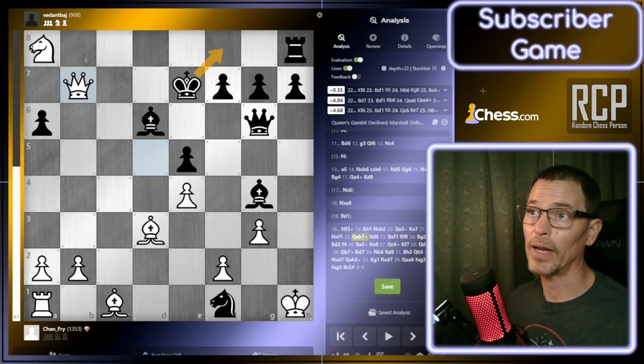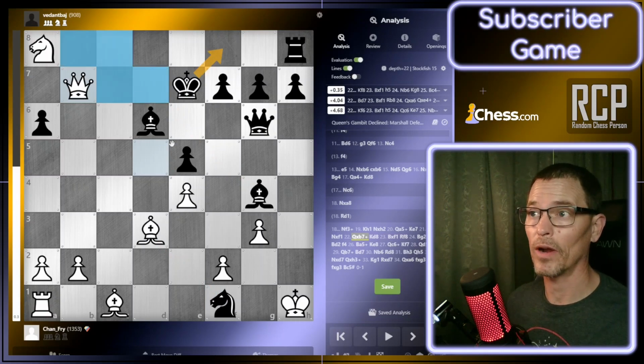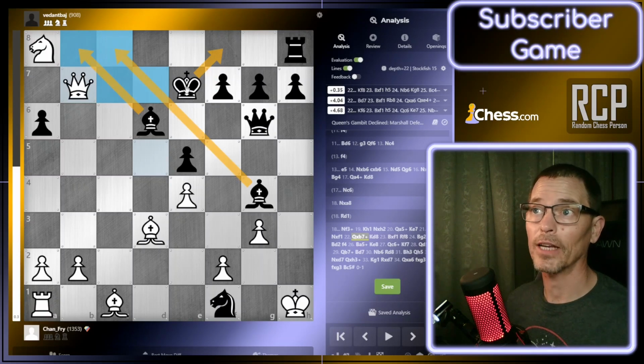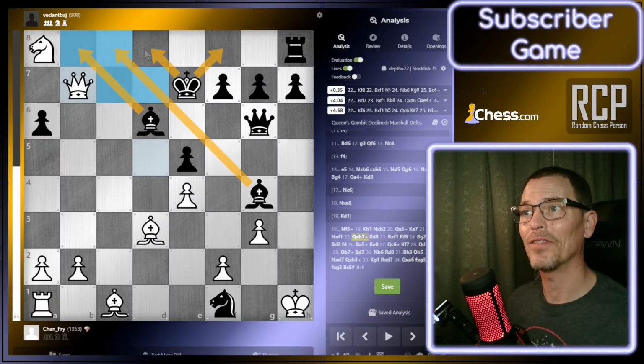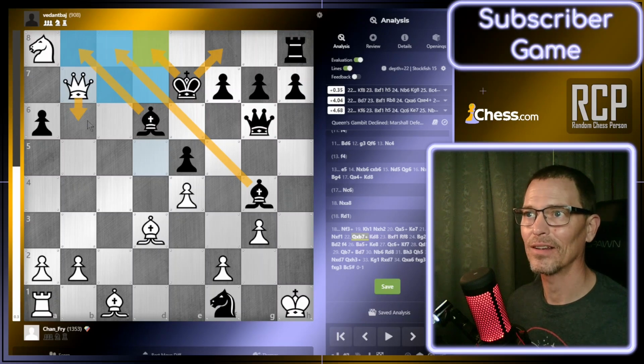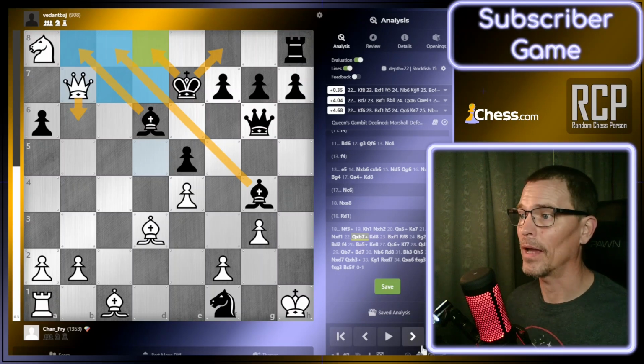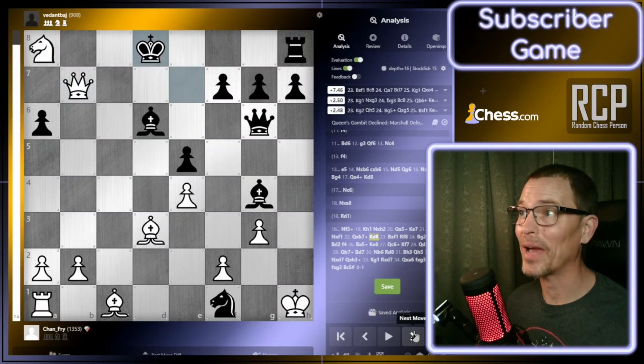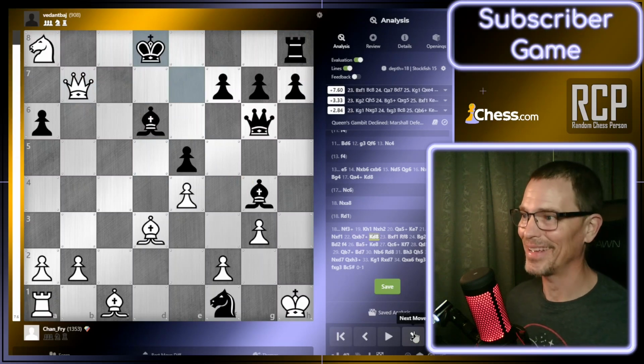I think I get this. Right now their bishops are protecting all of these squares from back here. So I can't check again if they go back there. But if they go here, which they did, then I can check again there. Or I could just take the knight now. But they went there. Okay, and it was right for me to take the knight now. Well, that's what I thought.